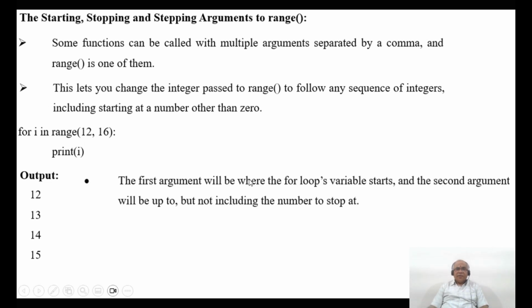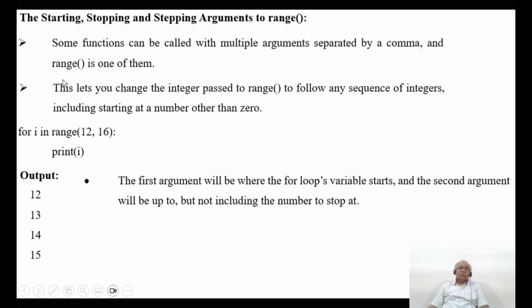Here, the first argument is where the for loop's variable starts, and the second argument is up to, but not including, the number to stop at. What does it mean? Suppose I give for i in range(16), without any starting or stepping argument. In such a case, it starts from 0 and goes up to 16, but not including 16. So it will go from 0 to 15. Since no stepping argument is given, it will step by 1.